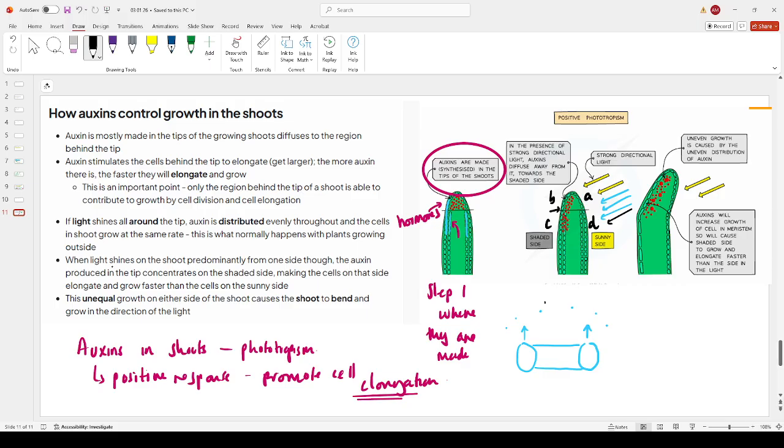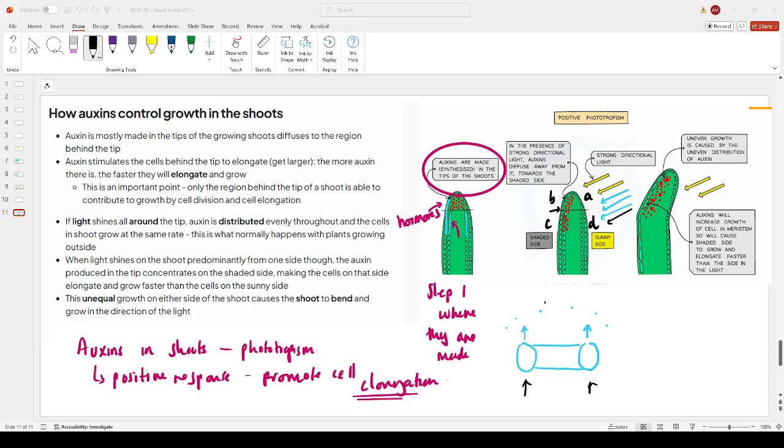Okay. So when light shines predominantly from one side, the auxin produced on the tip concentrates on the shaded side, making the cells on that side elongate and grow faster. This unequal growth on either side of the shoot causes the shoot to bend. So this is what I mean. If these wheels are going at different speeds, it will change the direction. That's how it turns as something that's only a two-wheeler. It's not like a car where you have the front two wheels to change direction.